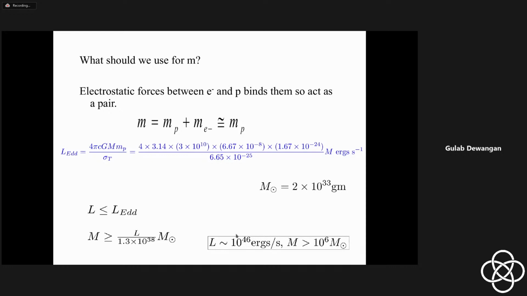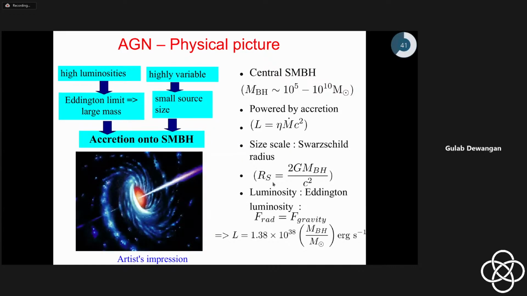So if the object is emitting 10 to the power 46 ergs per second of luminosity, the mass definitely must be more than a million solar mass. So you see, large luminosity implies huge masses. Here is a physical picture based on our arguments. High luminosity, as we just saw, if we can measure luminosities that are high, and if you apply the Eddington limit argument, that leads to large mass. As we saw, 10 to the power 46 ergs per second results in a mass more than a million solar mass.